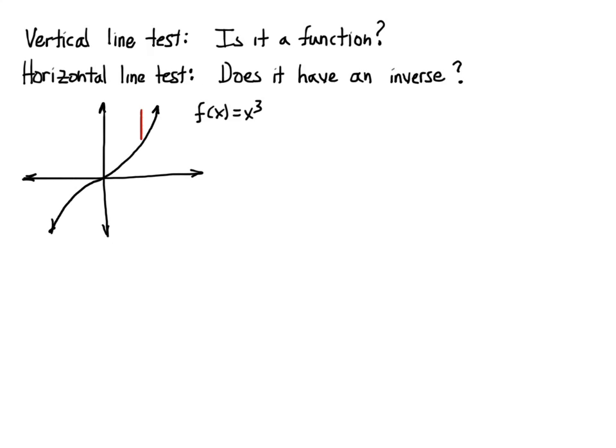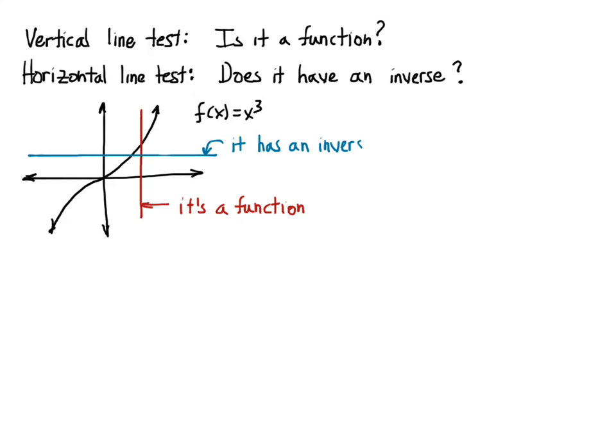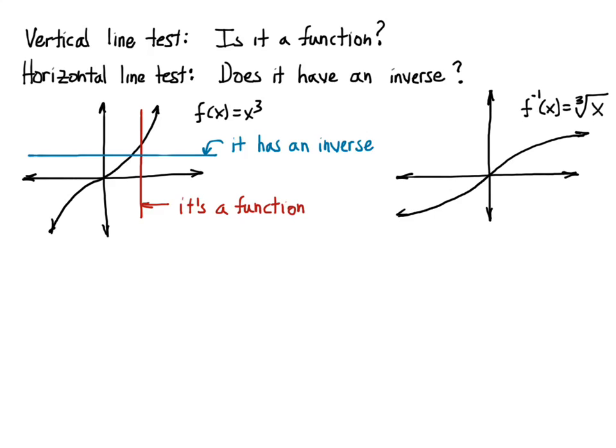So if we look at the function x cubed, I can move that red line anywhere, and I can convince myself by moving that red line back and forth that x cubed is a function because it only crosses the red line once. The blue line, if I do the same thing, if I move that up or down, I'll only intersect the graph in one spot, so that tells me it has an inverse. And in fact, the inverse will look something like this. And at the end of the hour, we'll talk about what shape that inverse will take.